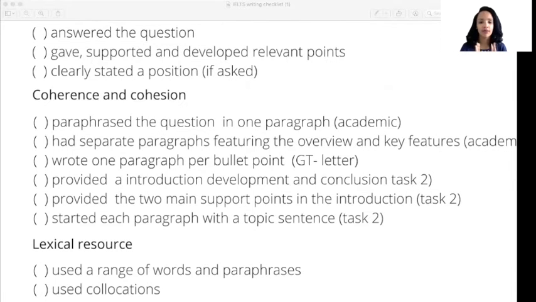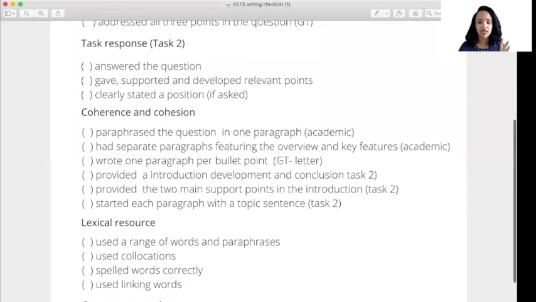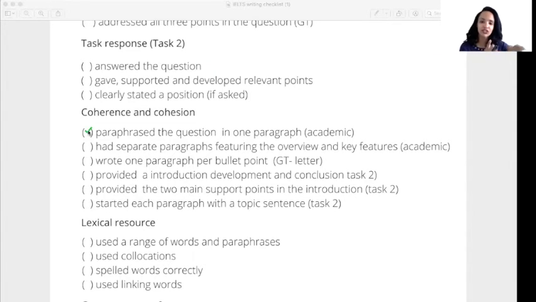Coherence and cohesion means that your ideas are well connected to one another. It means that you don't just give your examiner a list of a lot of different points, that you can identify where information is provided and how things are related to each other. If you're doing the academic test, one of the ways to produce coherence and cohesion is to paraphrase the question in one paragraph. So you paraphrase the question, rewrite the question with your own words, and you talk about it.